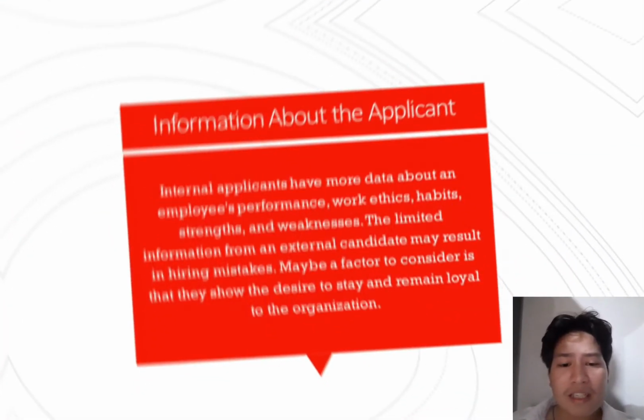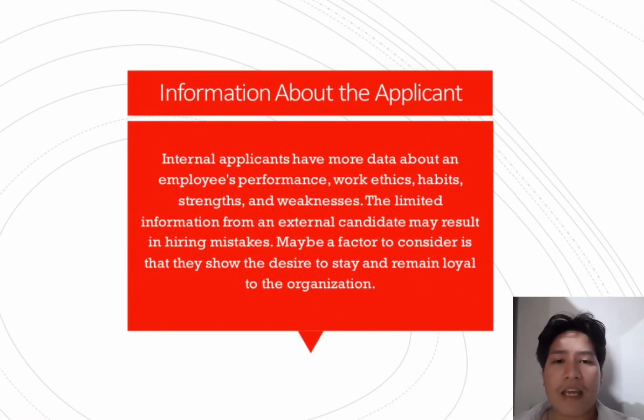Number 2 is information about the applicants. Internal applicants have access to more information about the employee's performance, work ethics, habits, strengths, and weaknesses. Perhaps one factor to consider is whether they show a desire to stay and be loyal to the organization. And due to the lack of information from the external candidate, hiring mistakes may occur.